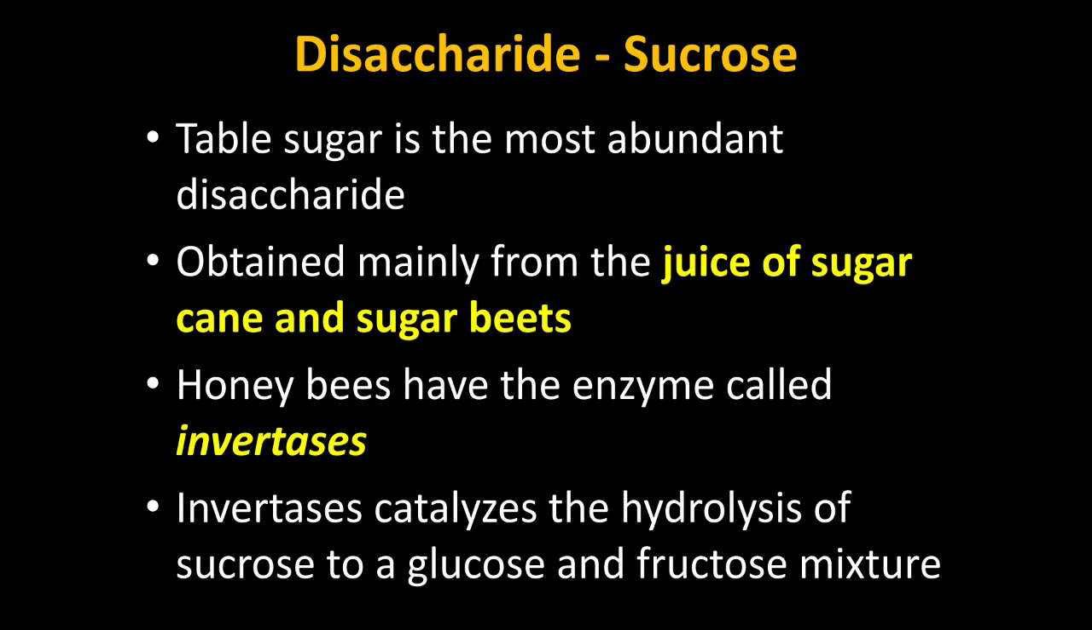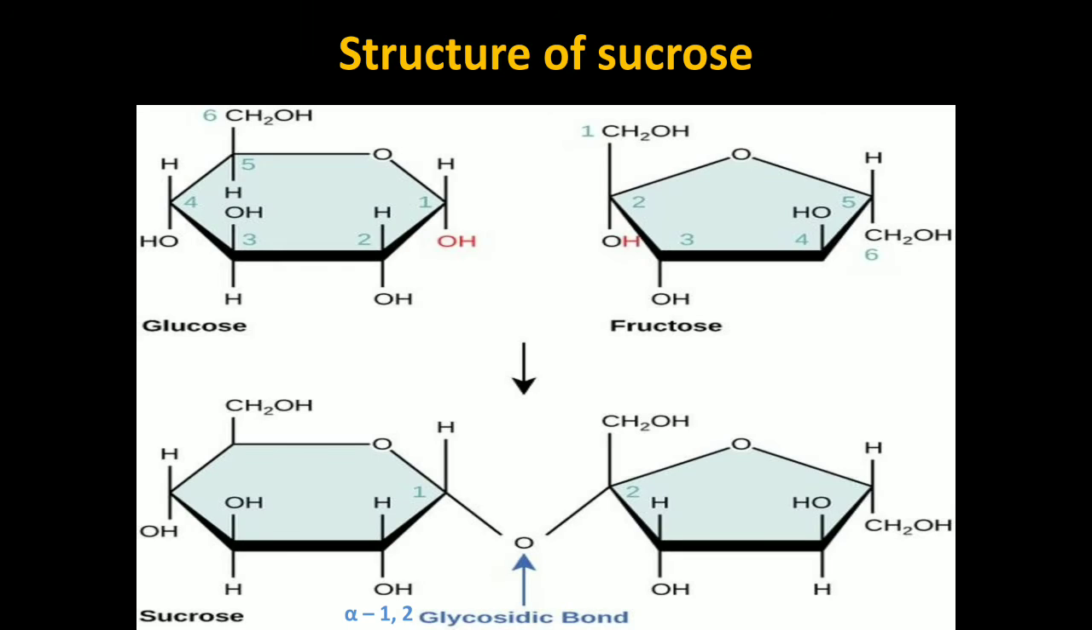Now we are going to see one of the disaccharides, sucrose. Sucrose, commonly known as table sugar, is the most abundant disaccharide. It is mainly obtained from the juice of sugarcane. Insects such as honeybees have the enzyme called invertase that catalyzes the hydrolysis of sucrose to a glucose and fructose mixture.